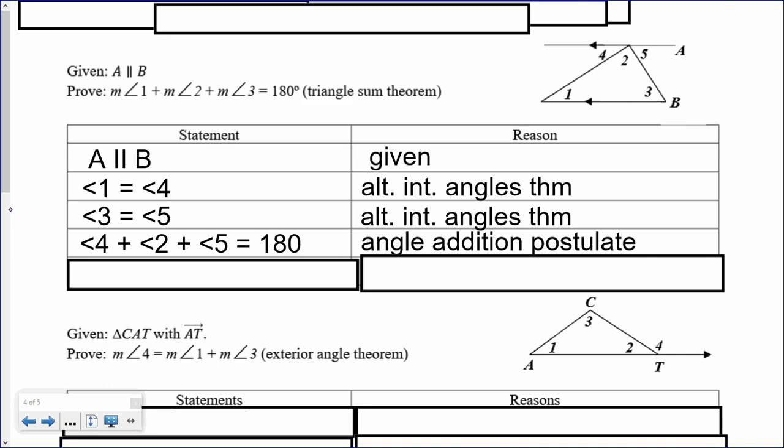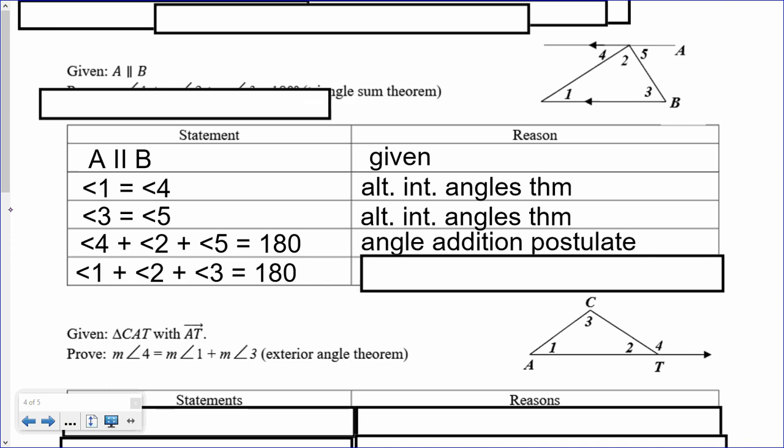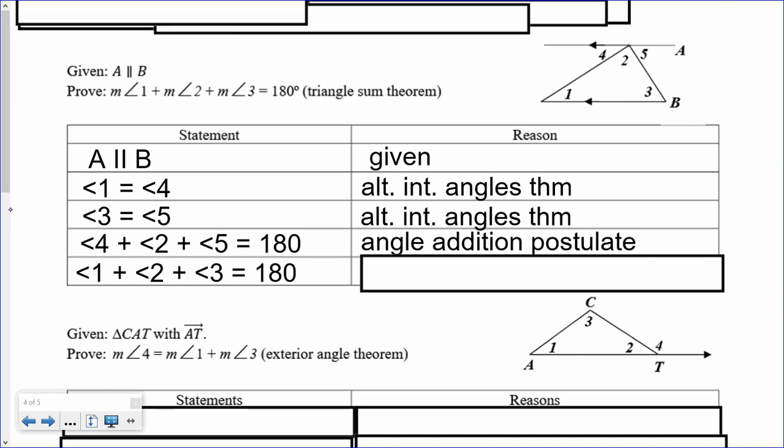Now what can I do? Now you can use substitution, right? What's angle 4 equal to? Angle 1. So can I swap it out? Right, angle 2 is equal to itself. What is angle 5 equal to? Angle 3. So I can swap out those angles to get it to look like our proved statement.